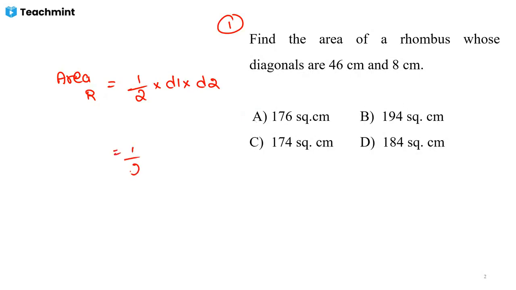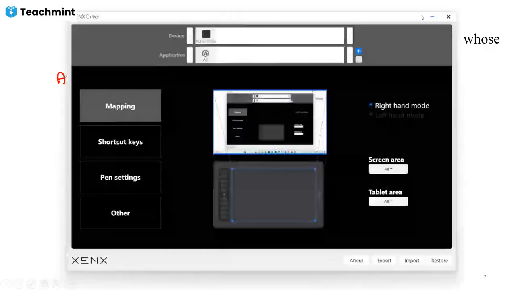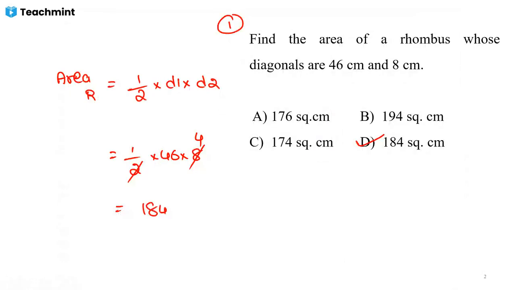So half into 46 into 8, which is 46 four times. Right, so hope you got 184 as the answer. Option D. Basic question, the first one, you have to calculate the area of a rhombus. Right. Let's move to the next question.